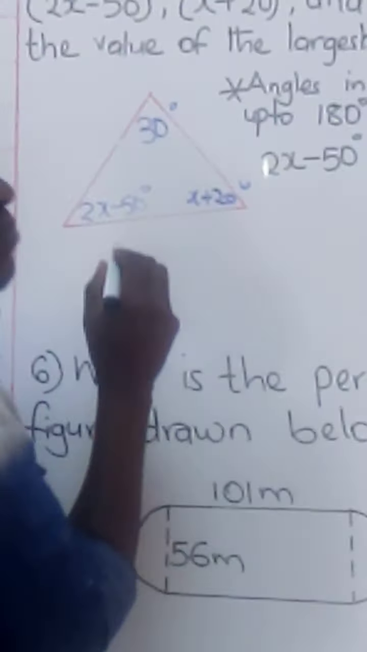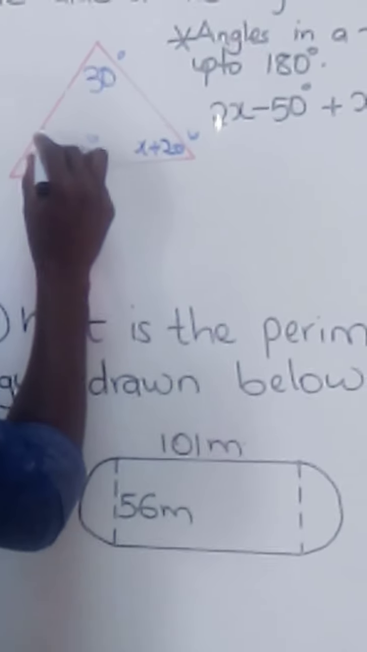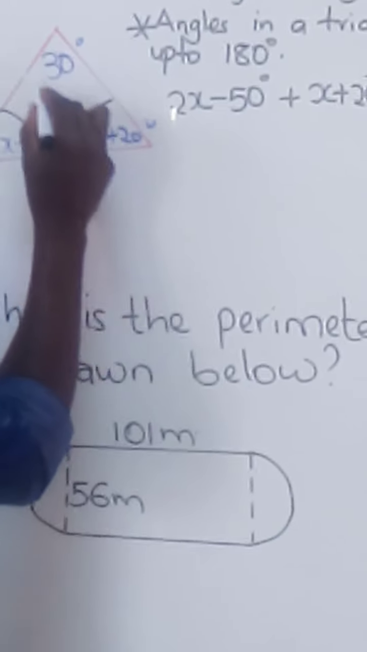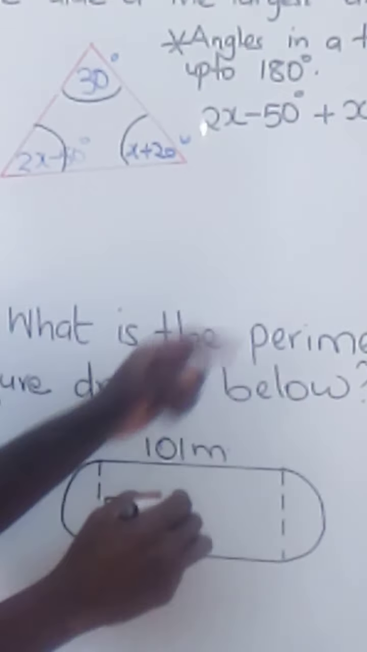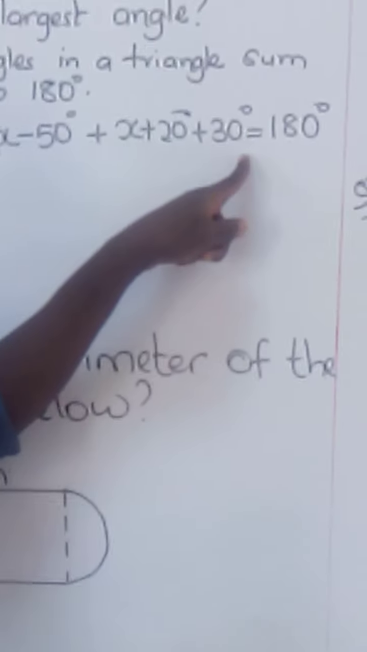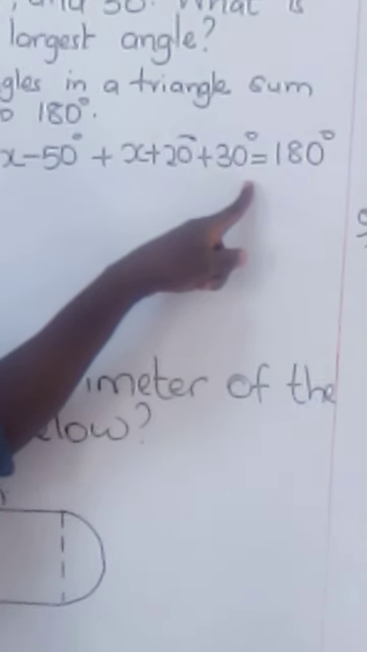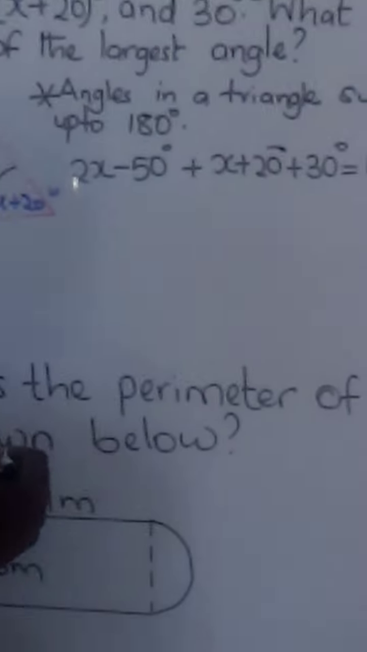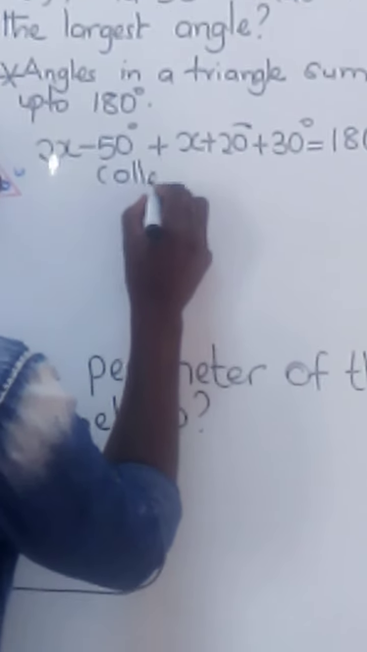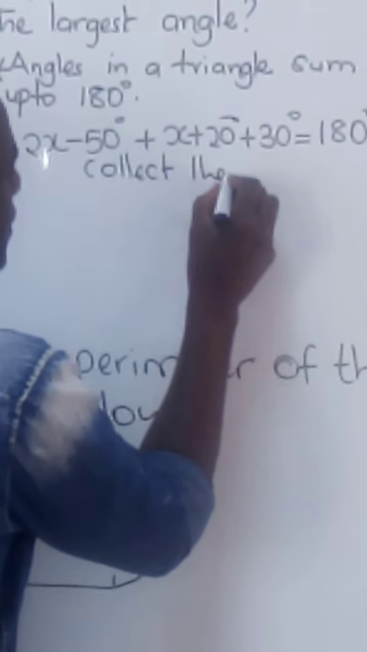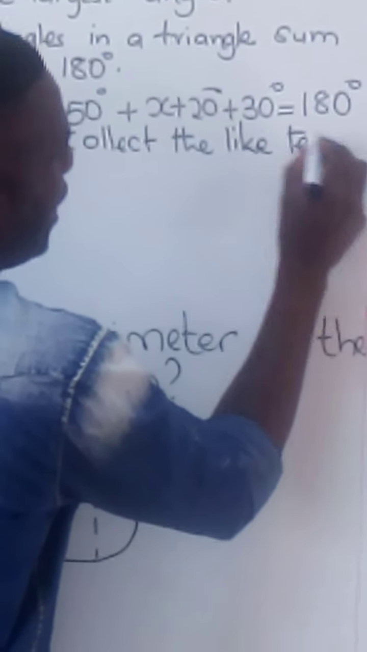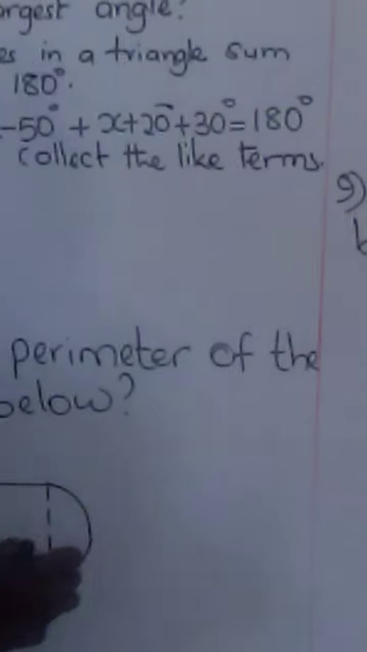And so that means if we add the value of this angle, the value of that angle, and the value of that angle, we should get 180 degrees. When we do this, we will be able to find the value of x. And so let us collect the like terms together. And these are the like terms.